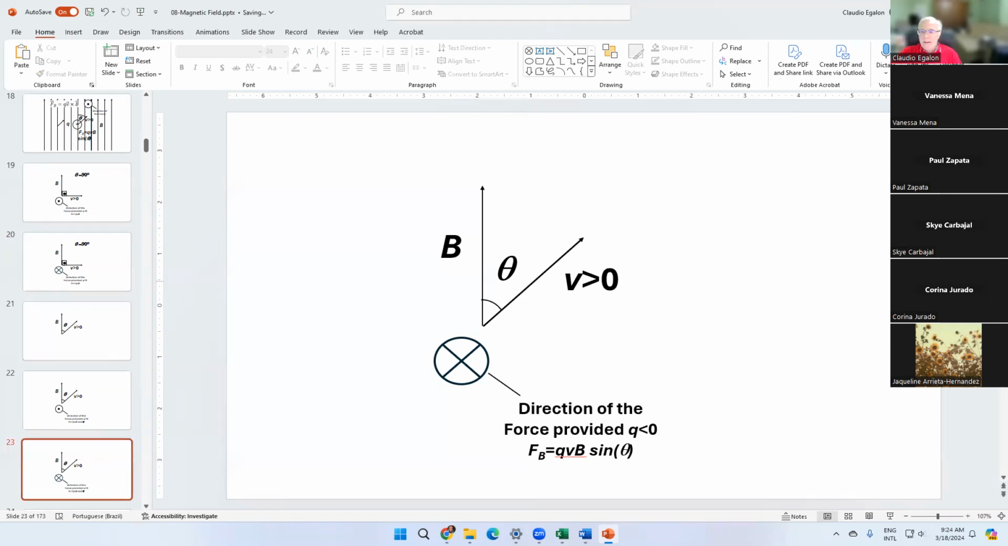More students coming. And now we are ready to talk about the path of the particle. More students coming.